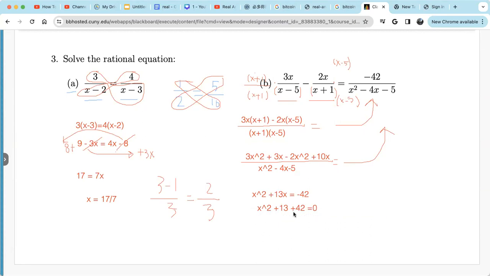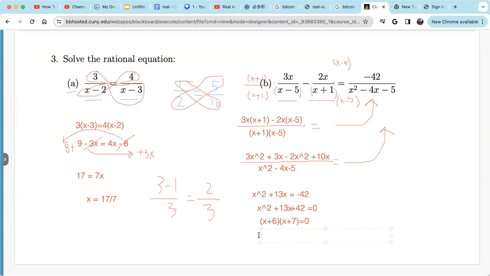Now we want to factor this quadratic by thinking of two factors of 42 that add up to 13. Oh, I'm missing the x term here. That's x after 13. x squared plus 13x plus 42. So two factors of 42 that add up to 13: 6 and 7, isn't it? 6 times 7 is 42, and 6 plus 7 is 13. So this can be factored as x plus 6 and x plus 7, because every term is positive.